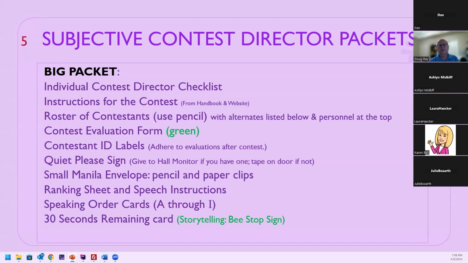For storytelling in first, second, and third grade, it's a 30-second card that's more of a little "please wrap up your story," and it's a B holding a stop sign. In the fourth grade and higher speech level contest, there's a disqualification for going over time. In storytelling, there is not. But you do want them to wrap up their stories.